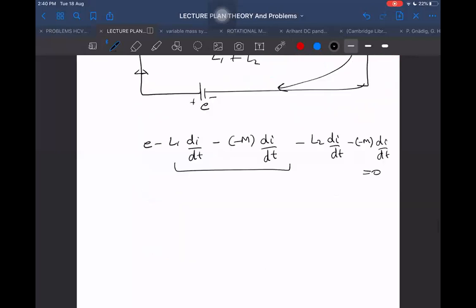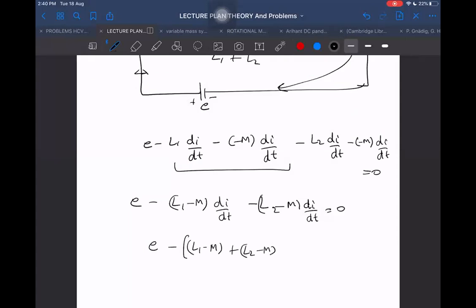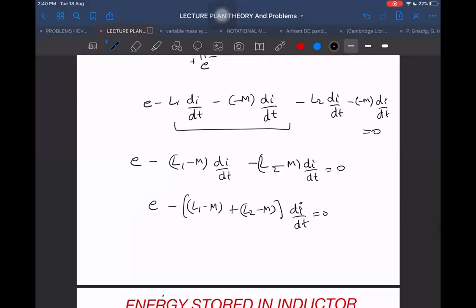So what is it coming out to be? E minus (L1 minus M) into di by dt, minus again, (L2 minus M) into di by dt is equal to 0. So we are getting E minus (L1 minus M plus L2 minus M) whole into di by dt. So what is the effective inductance coming out to be?